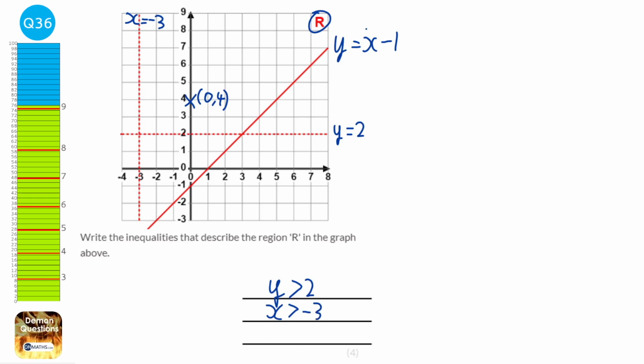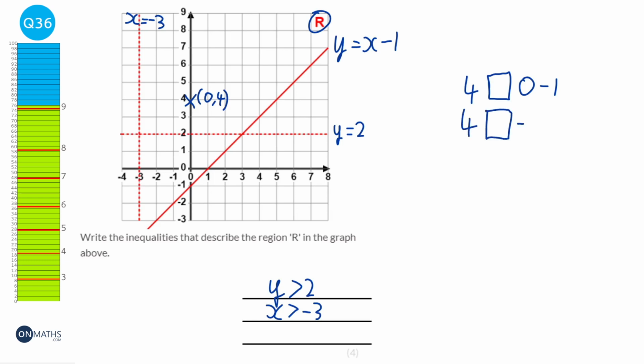Now, this last one's a bit more difficult because it's got x and y in it. So we feed in the values. For our coordinate that we've picked, x is 0 and y is 4. So 4, and I'm just going to leave that blank, leave that as a box. And 0 minus 1. So all I've done is fed in the coordinate values into this equation. And I've got rid of the equals because what we need to do is work out what inequality it's going to be. 0 take away 1 is minus 1.